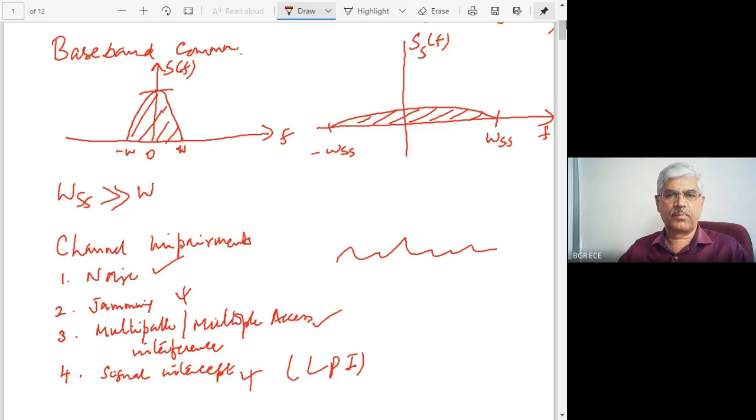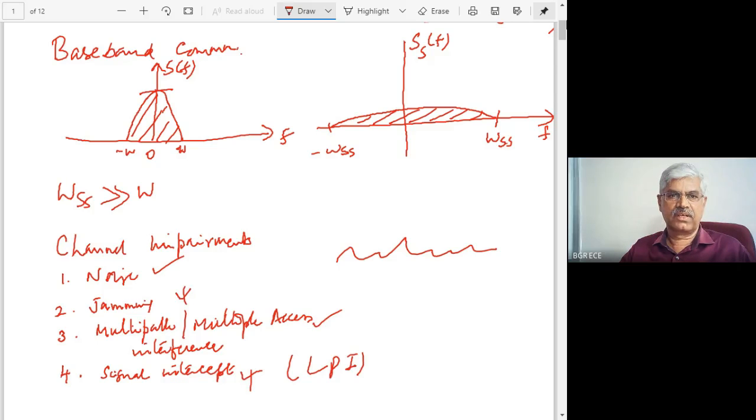And spread spectrum happens to be one such technique. So spread spectrum means you are spreading the original spectrum into a large spectrum, so that these impairments can be easily rejected, or the effect can be largely reduced. So the question is how to spread the spectrum, and what are the techniques to spread the spectrum.